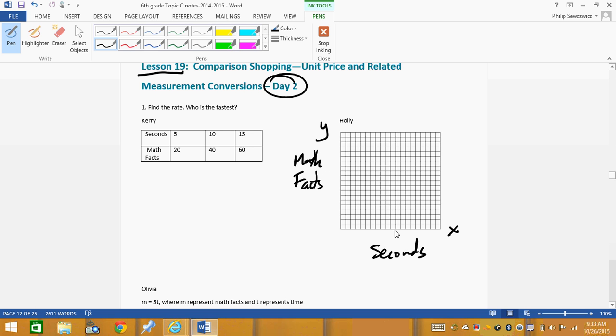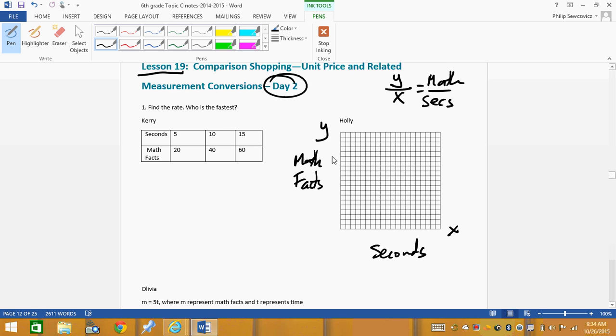So when we set things up, we talked about how time always goes on the bottom. When we set things up, it's always y divided by x. So this lets me know that seconds is going to be on the bottom and that the math facts is what's going to be on top.